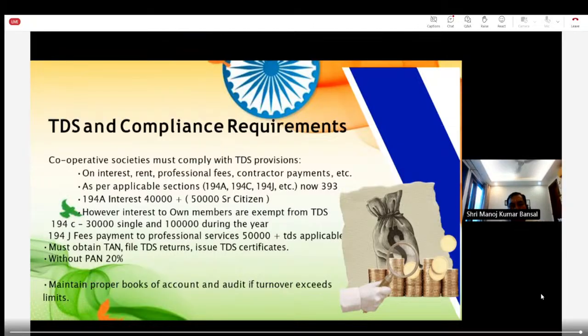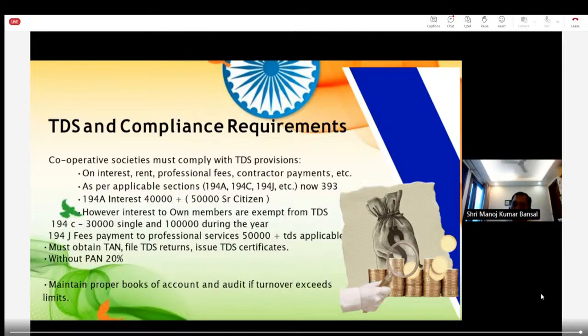Now, I share with you, TDS compliances are also applicable on cooperative societies. There are very big penalties nowadays which tarnish the face of the cooperative society also if they are not done.